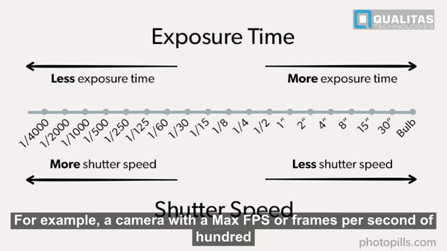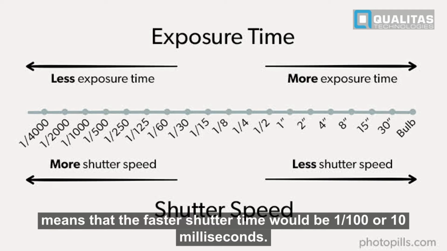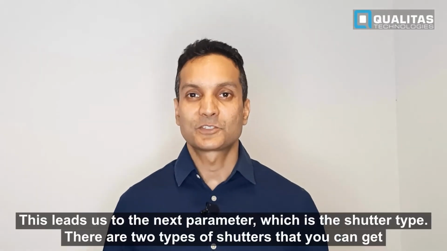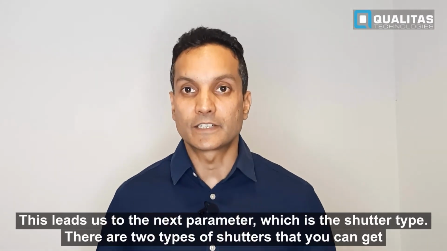For example, a camera with a max FPS or frames per second of 100 means that the fastest shutter time would be 1 by 100 or 10 milliseconds. This leads us to the next parameter, which is the shutter type.